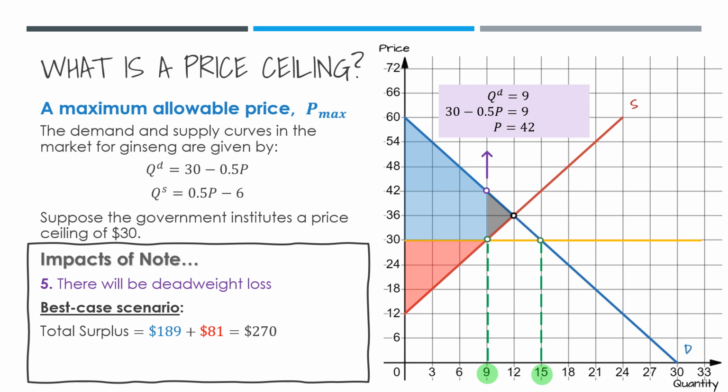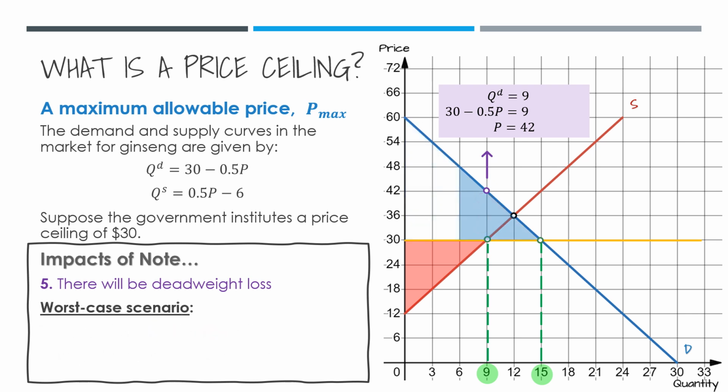How do we compute the area of this deadweight loss triangle? Using our standard 1/2 base times height computation. So the deadweight loss under our price ceiling will be 1/2 times (42 minus 30), which is like the length of the base of this deadweight loss triangle, times the height of the triangle, which is 12 minus 9. If we do this math, we find out that the deadweight loss is $18 in the best case scenario.